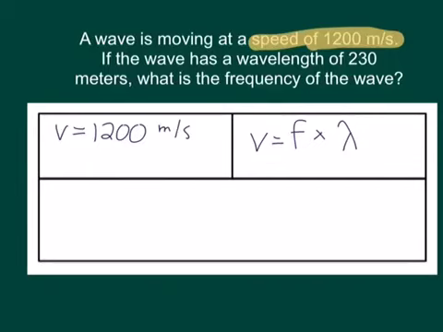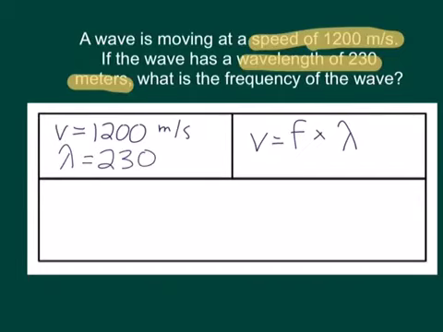If the wave has a wavelength of 230 meters, so it's our second one, our wavelength, 230 meters, we can go ahead and put that in. Our wavelength equals 230 meters. Now all we need to do is plug in those variables.